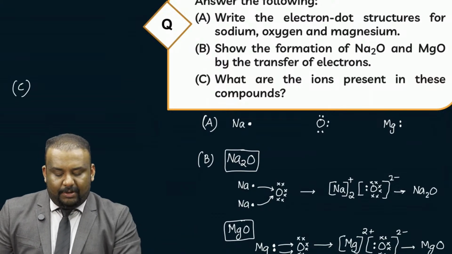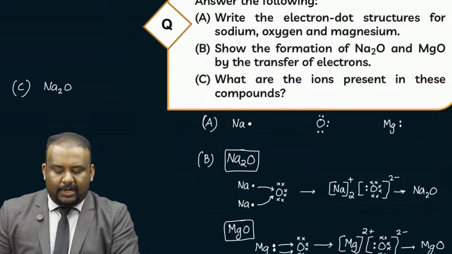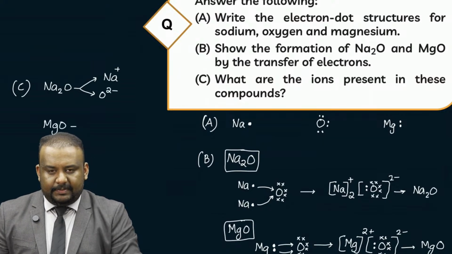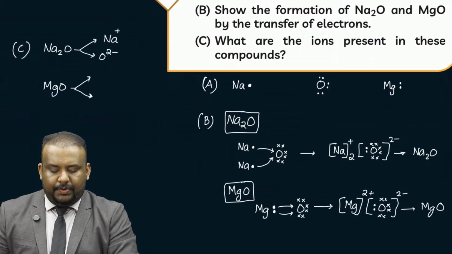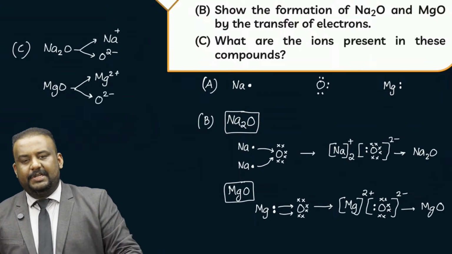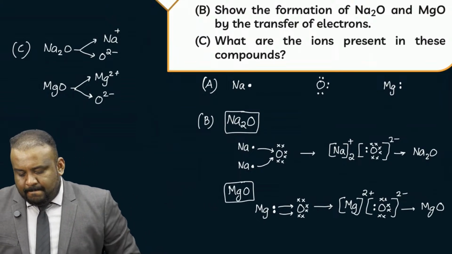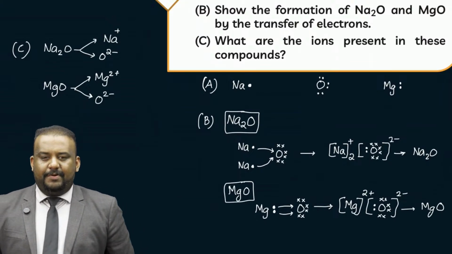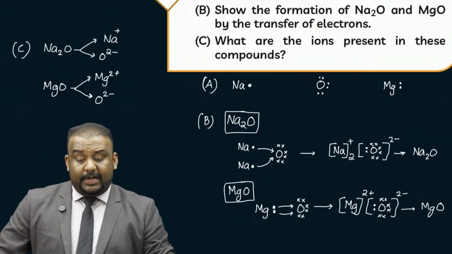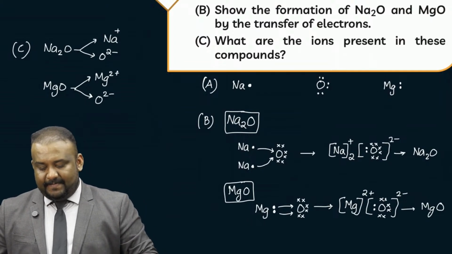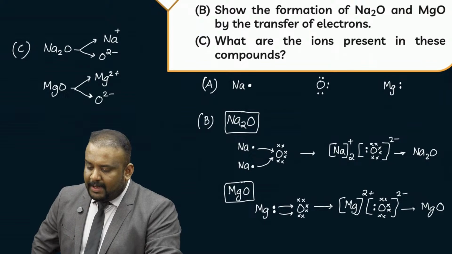What are the ions present in these compounds? That's very easy. In Na2O, how do we split the ions? We show the ions. It is Na+ ion and O2- ion. And in MgO, which are the ions? Mg2+ and O2-. This is how you represent the ions in both the compounds. Okay? Clear, everyone? Cations and anions. What are the ions present in these compounds? We don't just write cations and anions. You have to write which cation and which anion. Okay. Right. Clear for all?